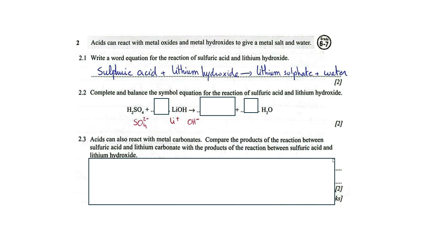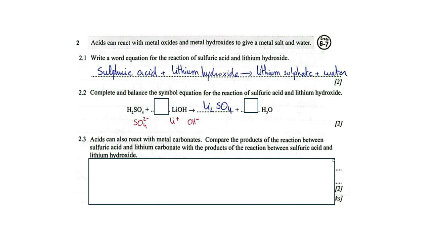Complete and balance the symbol equation for the reaction of sulfuric acid and lithium hydroxide. Here we go. So here you have to be careful, because sulfate is SO4 2-, lithium belongs to group 1, so it's Li+. So you need 2 lithium for 1 SO4 2-, hence the formula Li2SO4.